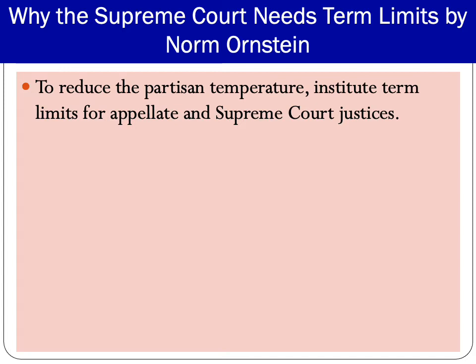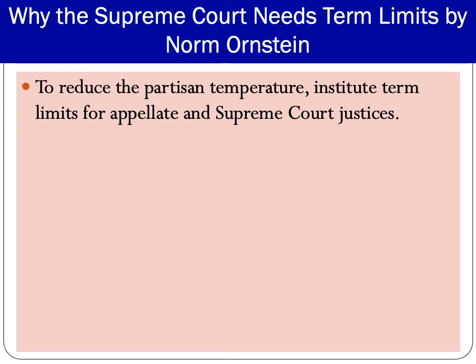nominations and confirmations of justices 30, 40, 50 years ago were not partisan endeavors. But for the last 30 or so years, they've become very partisan. And so there's some concern and some recommendations for how we could reduce the temperature, right? Make the Supreme Court nomination and confirmation process less partisan, less political, and bring it back to a more normal level of objective analysis of who should be justices.